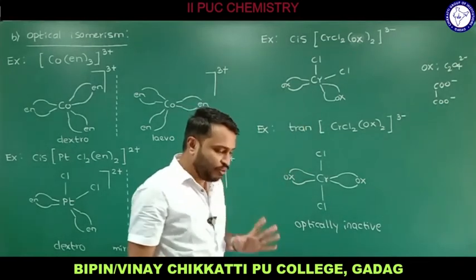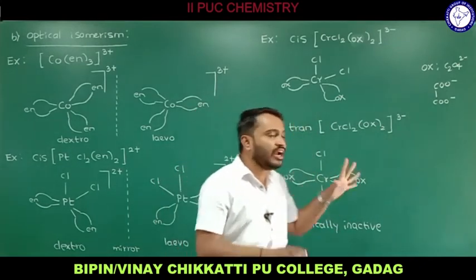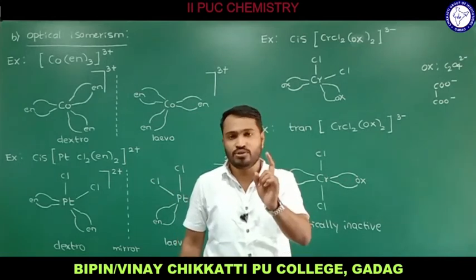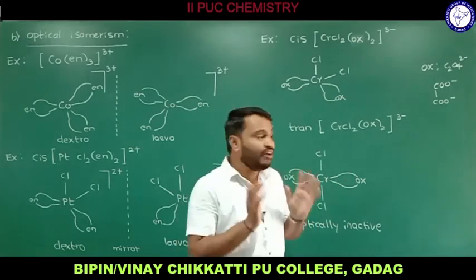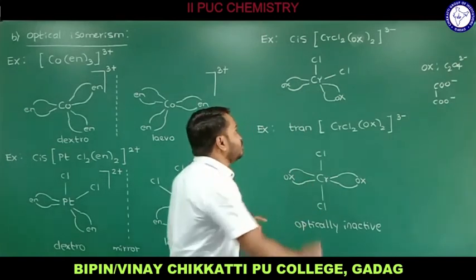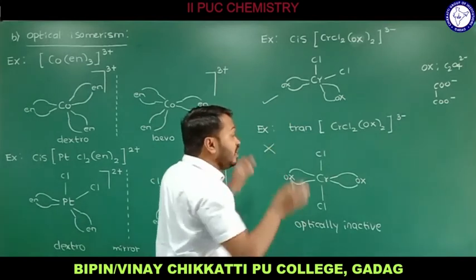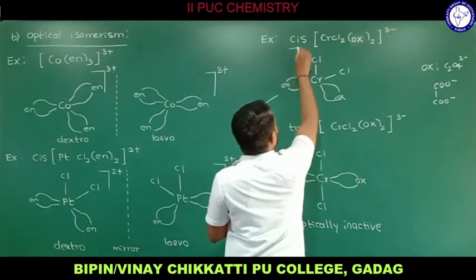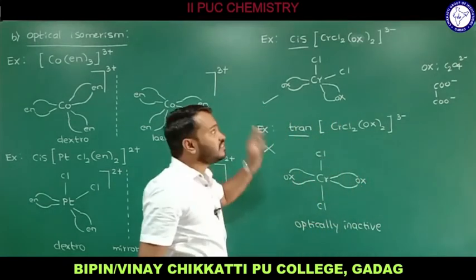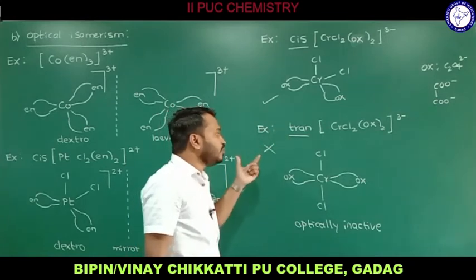And one very important statement I am going to explain here. See here, if you have a cis isomer and a trans isomer, only the cis isomer is going to show the property of optical activity, whereas a trans isomer won't. Remember, whatever the complex it is, if it is a cis isomer, that shows optical activity. If it is a trans isomer, that won't show optical activity.